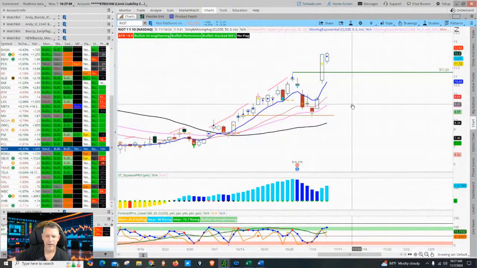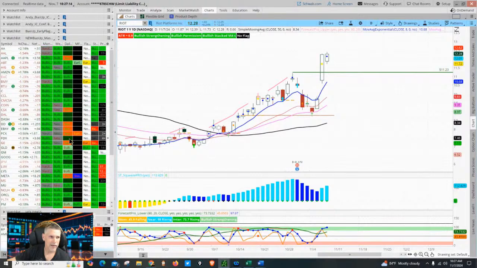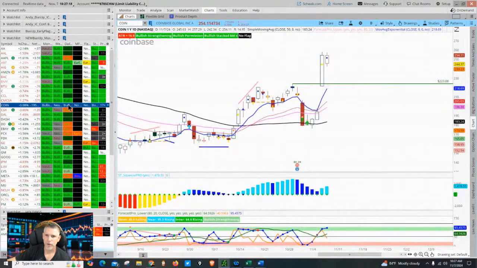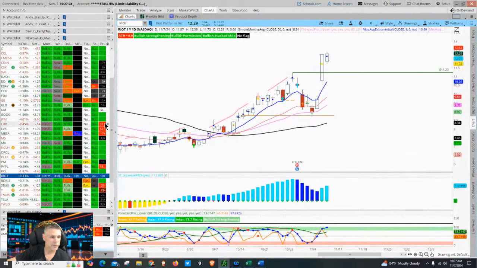Riot. Bitcoin. Look at that. Tell me Riot don't look just like, okay, you see Riot? Remember Riot. Look at Coinbase. Those two look pretty damn close.